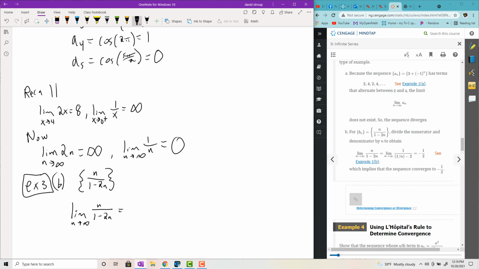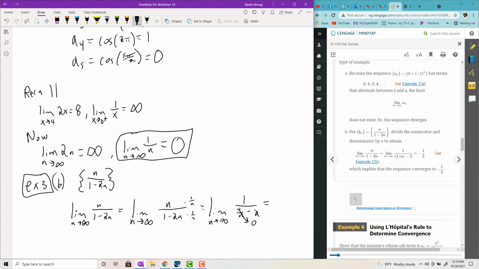So the old-fashioned way that most people teach it in calculus classes is just to multiply the top and bottom by 1 over n. So you get n all over 1 minus 2n, times 1 over n over 1 over n. And then you get the limit as n goes to infinity of 1 all over 1 over n minus 2. So this part will go to 0 because these types of limits go to 0, anything of the form L over infinity. And then we have -1/2 resulting.